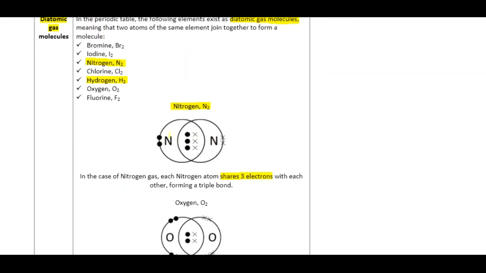So in total, this nitrogen atom will have 5 plus 3, 8 electrons, and because both nitrogen atoms now have 8 electrons in their outermost shell, they will achieve a stable octet structure. Therefore this nitrogen molecule exists as a diatomic molecule, because by sharing electrons in this way, the two nitrogen atoms sharing 3 electrons with each other form a stable molecule. So they exist as a diatomic gas molecule.